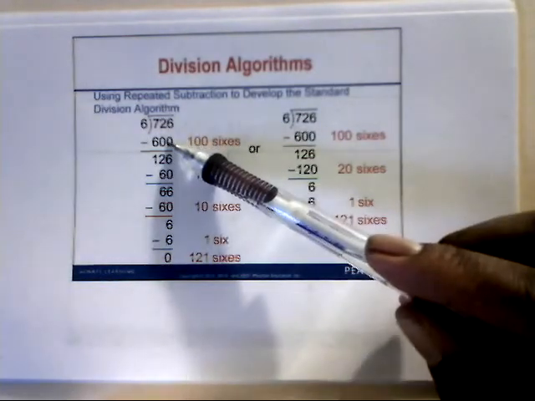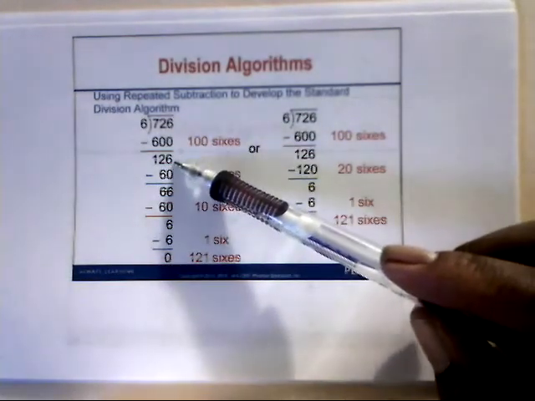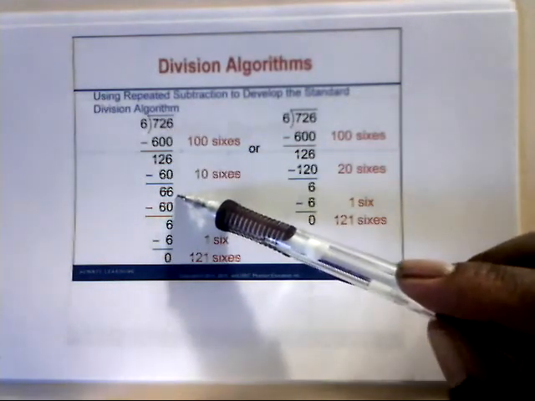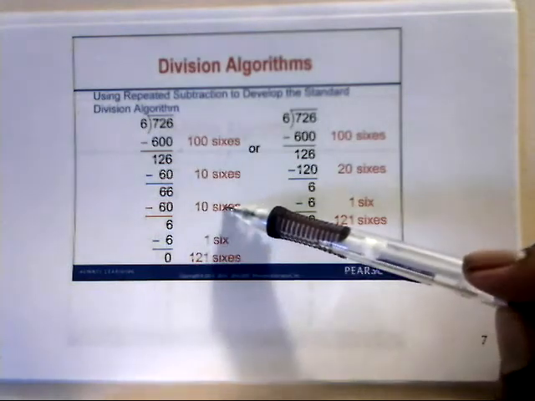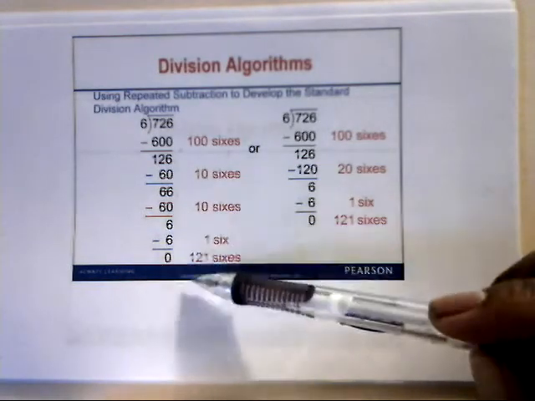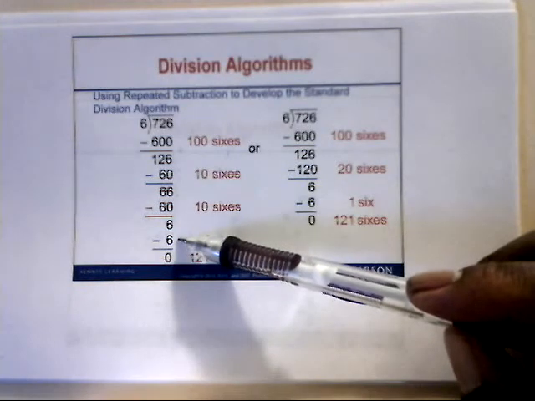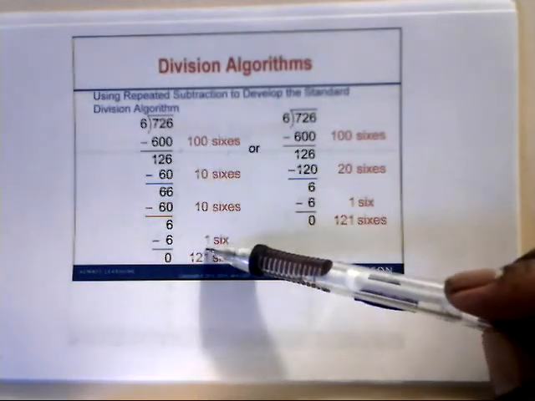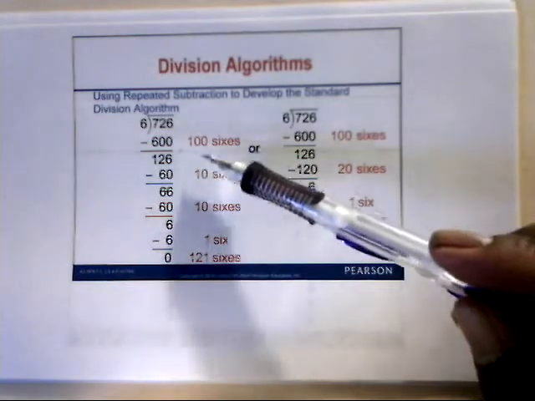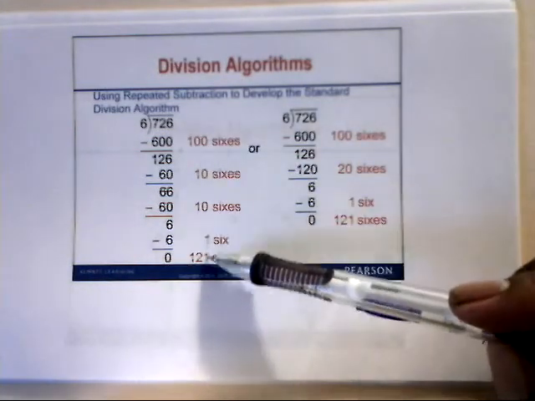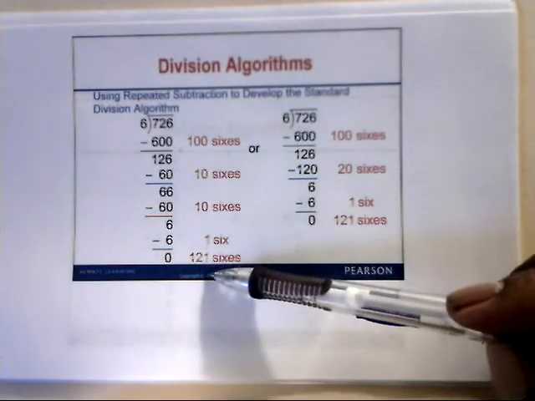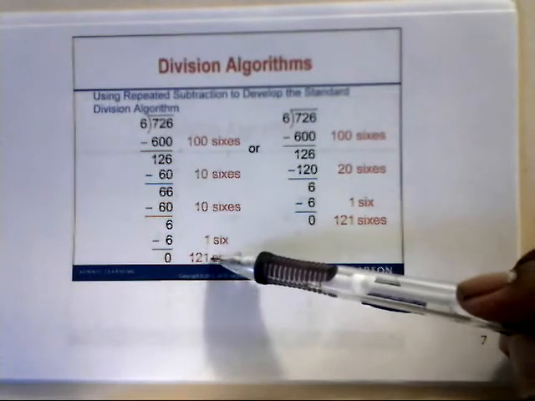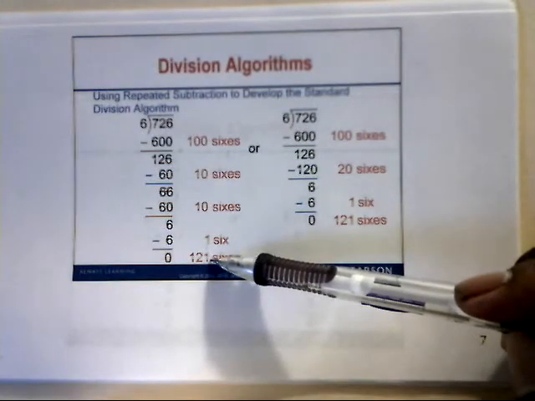100 6s, or 600. That'll leave us with 126. 10 6s, or 60, subtract that, that'll give us 66. Subtract 10 more 6s, or 60, that'll give you 6. And 1 more 6 will give you 0. Now we've done 100, 10, 10, and 1. Add those together, you're going to get 121 6s that were subtracted. So 726 divided by 6 will be 121.